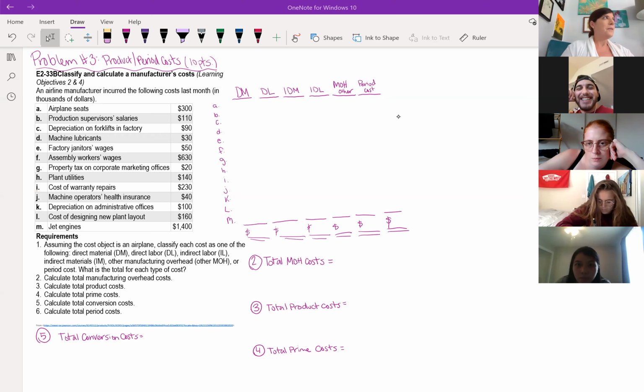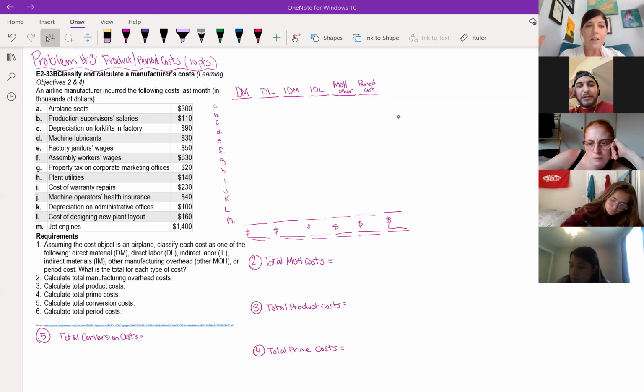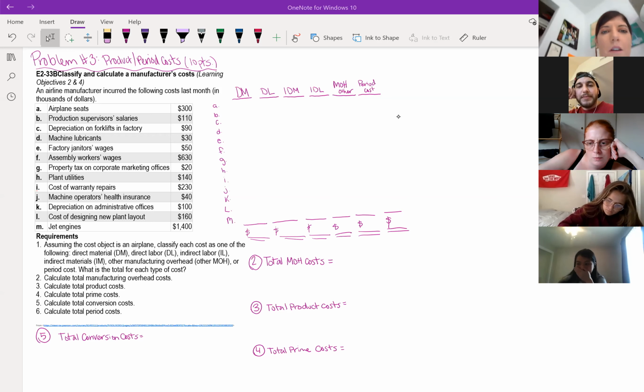Okay. Airplane seats for an airline manufacturer. What does that classify as? Direct materials.